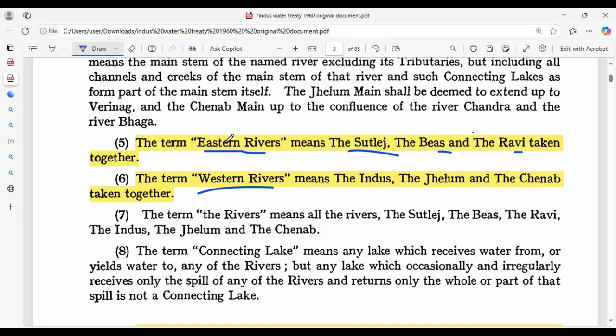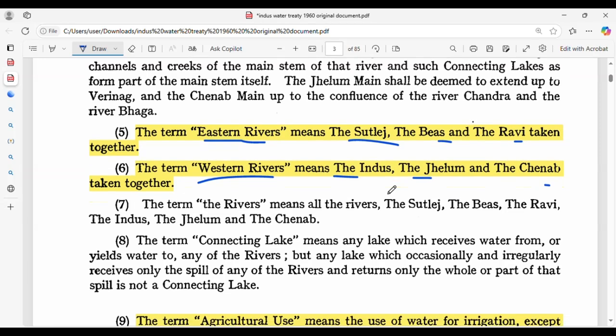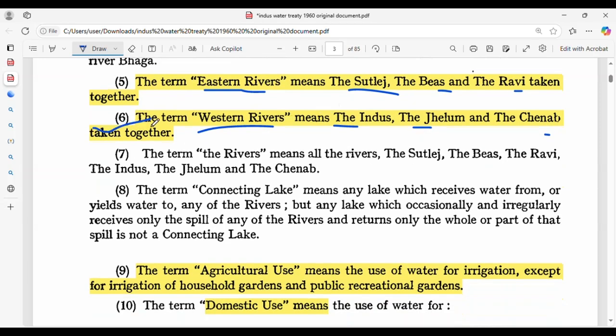Why do we call these eastern rivers? Because they are on the eastern side of the river system, and the western rivers means Indus, Jhelum, and the Chenab. Basically these three rivers are the big rivers. These are very small rivers in comparison to the Indus, Jhelum and Chenab, but because of the geographical location, they are not of so much importance to India for irrigation or agricultural consumption use.